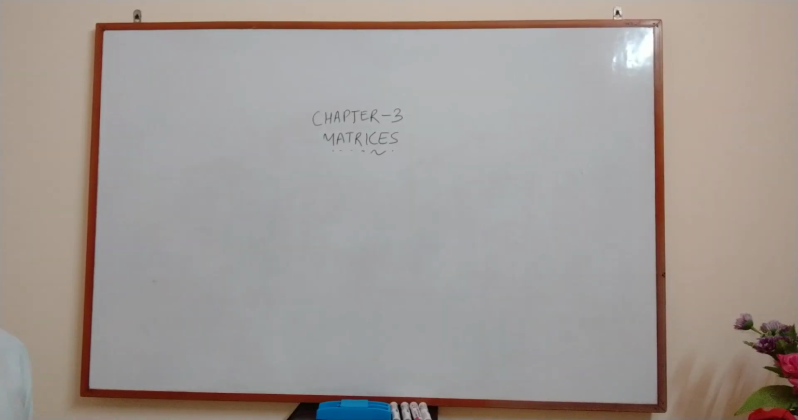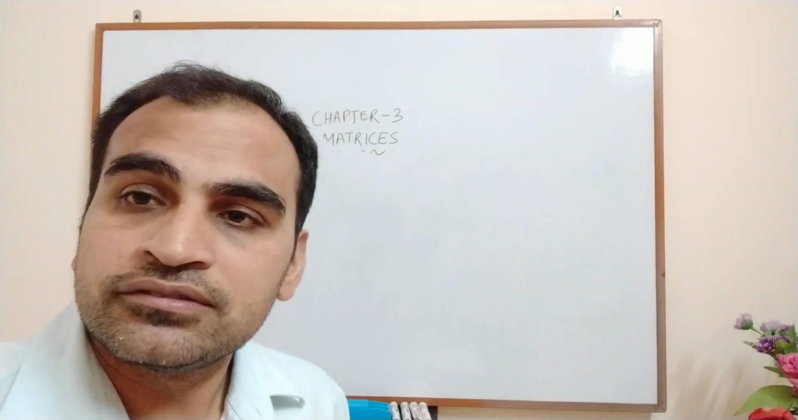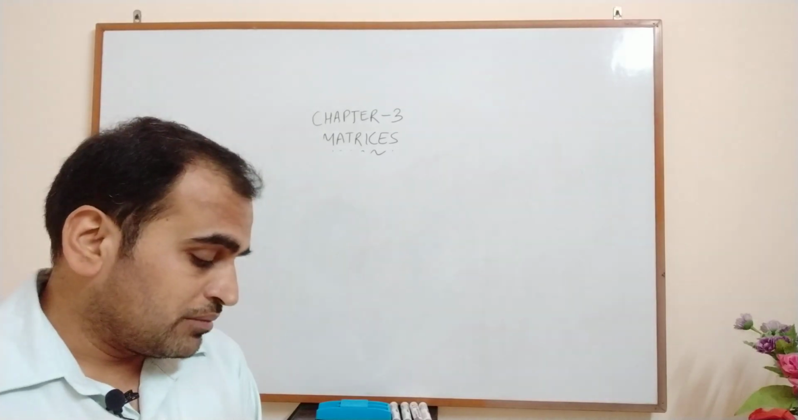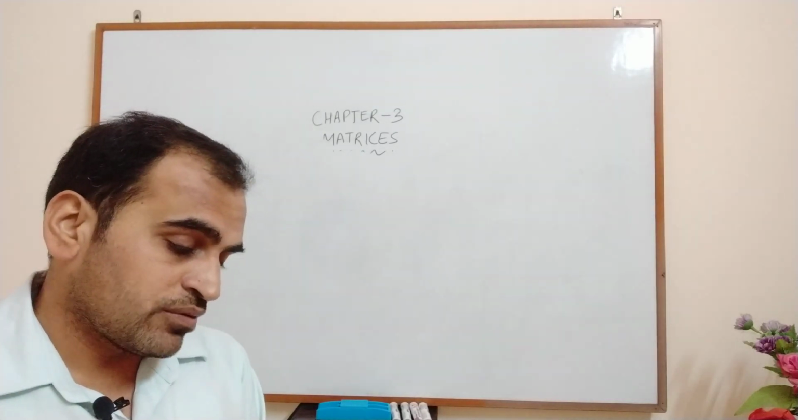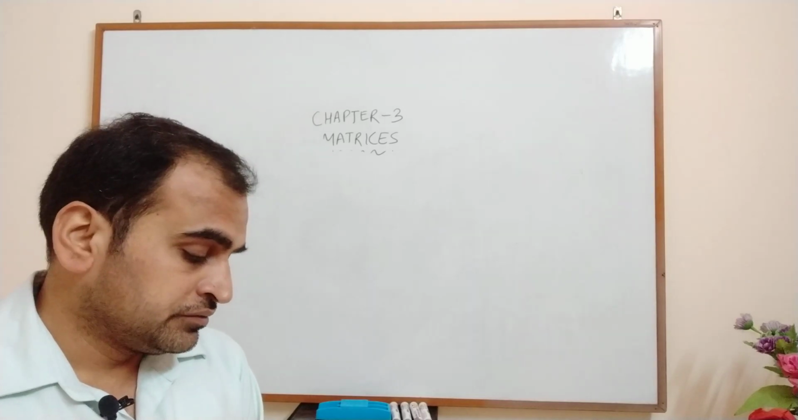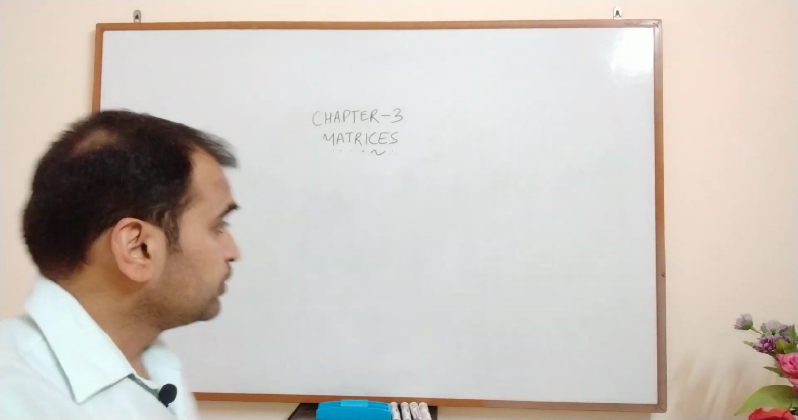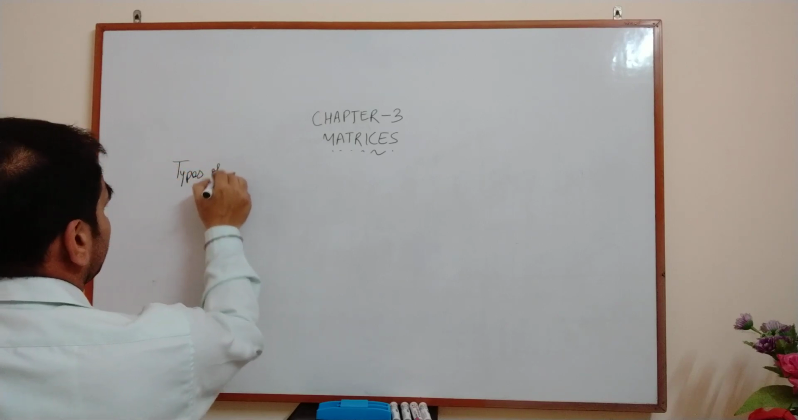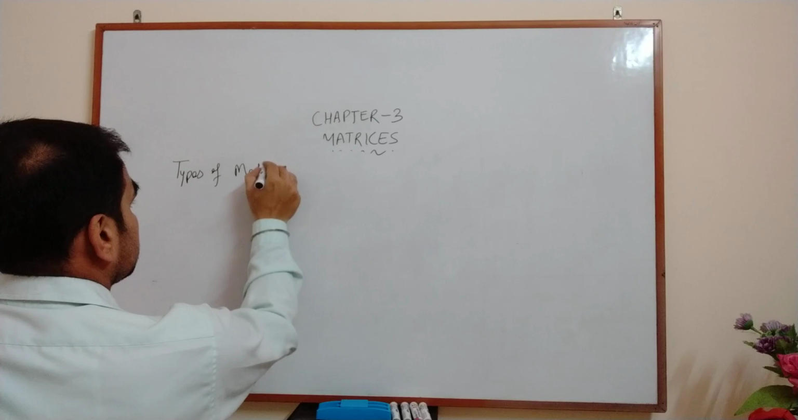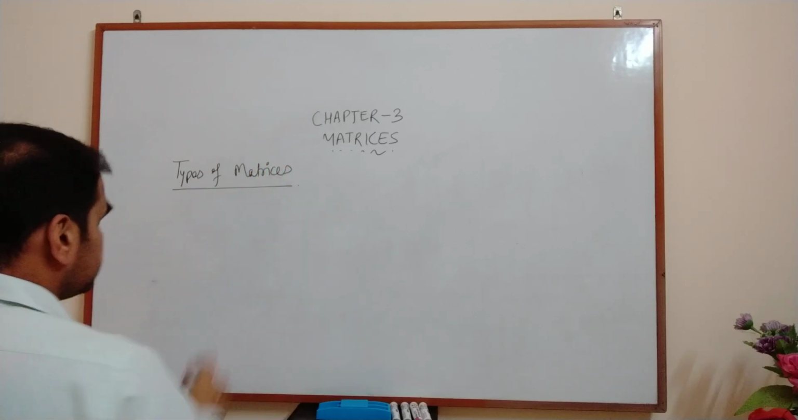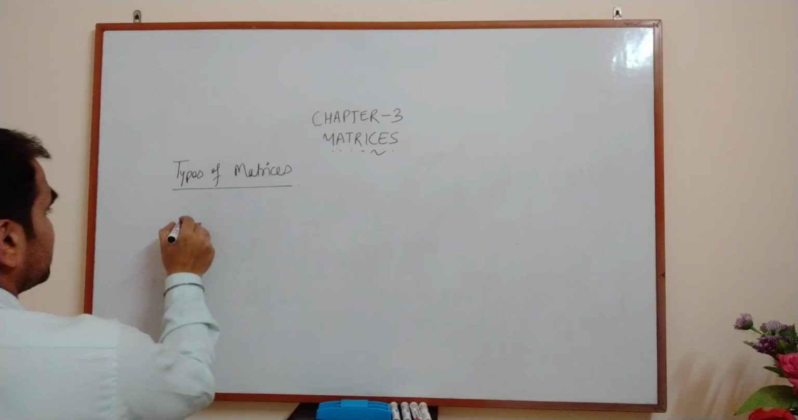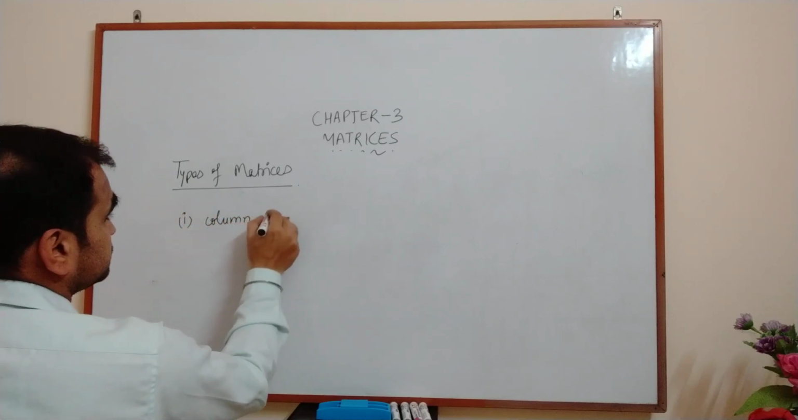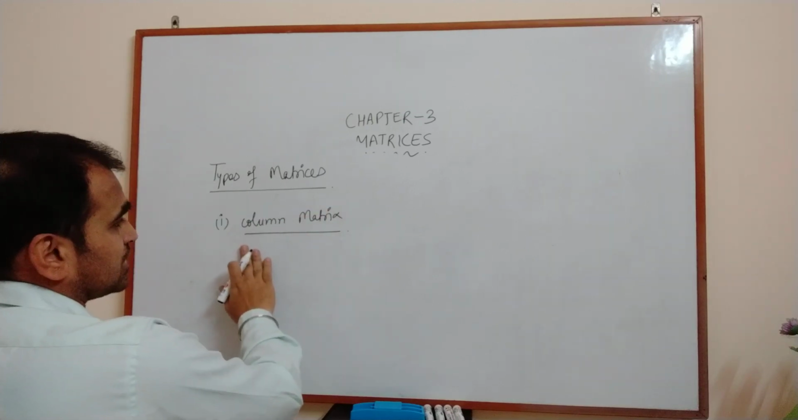So this is about the order of the matrix. Now there are some different types of matrices. Fine. So the first type of matrix is the column matrix.